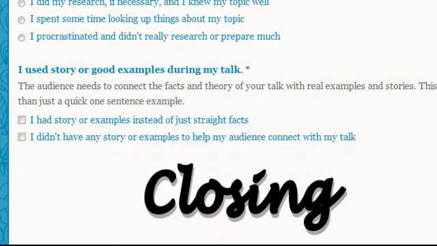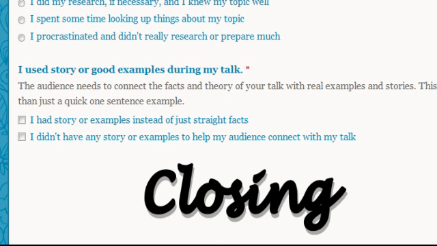Using story and examples. Okay, this does not mean coming up with one story and just sharing it somewhere in your talk, just putting in a story from your life or someone else's life. This is usually trying to use examples to back up your major points. So if you're talking about devastating oil spills or something, you would give an example.